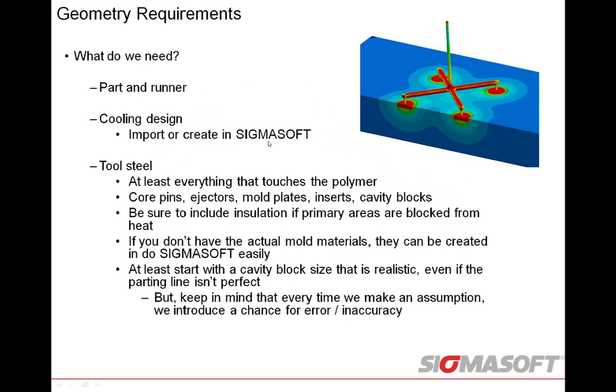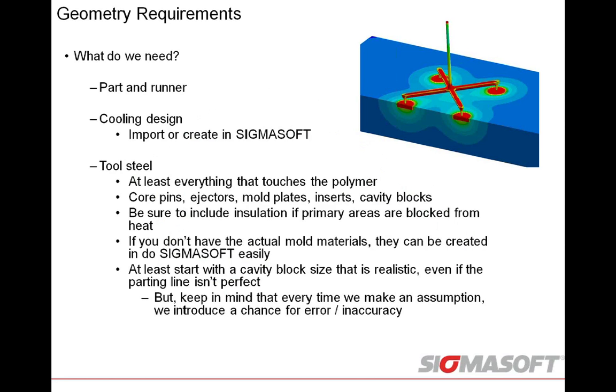Okay, so a lot of people would ask, okay, well, what do we need to do this? So first and foremost, we need our part and runner. So probably the two things that everybody that's done analysis before has asked for, my part and my runner, and even my cooling design. So you can do the cooling design. You can bring in a pre-designed cooling system from CAD or create it in CAD. Or you can go ahead and create it inside of SIGMASOFT. And even if you bring in your mold plates that have the drilled holes, we have a lot of great CAD tools within SIGMASOFT to actually boolean out those cooling lines. So we can get that physical cooling line geometry very easily using SIGMASOFT.